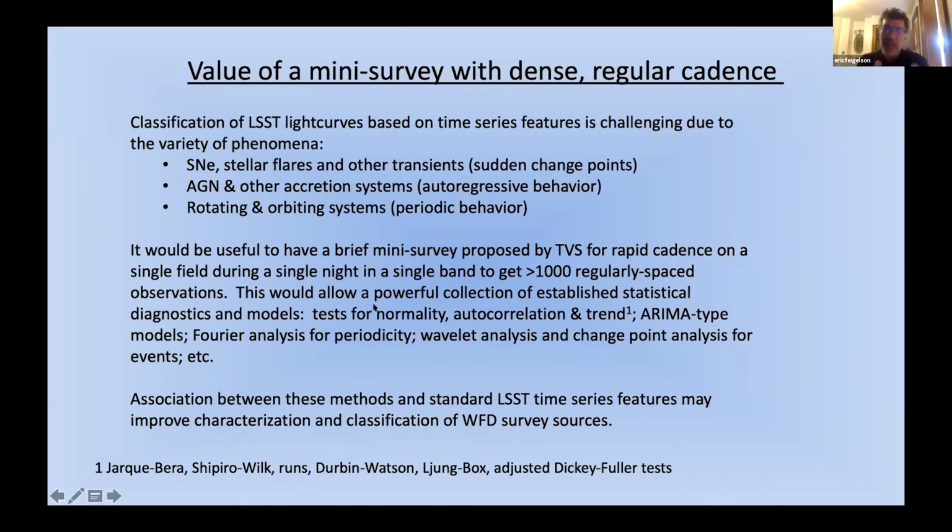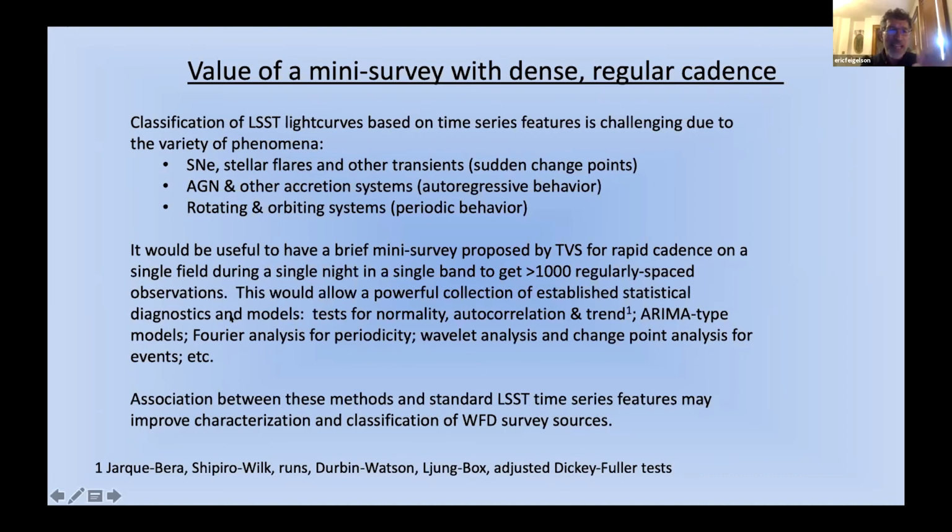And then with that kind of data set, 1,000 data points approximately evenly spaced, you can do tests for normality, tests for autocorrelation, tests for trends, ARIMA type modeling that doesn't make strict assumptions. You can do Fourier analysis, Lomb-Scargle, and you can do wavelet analysis, change point analysis, and basically dozens and dozens of books and codes and codes of already written codes, all in MATLAB and R, not all in Python, are all available to you if you have 1,000 evenly spaced points. So we propose that maybe one night of commissioning be spent in this way.